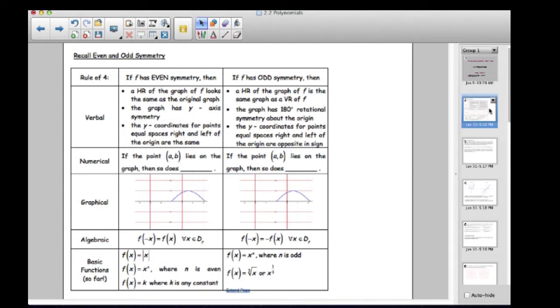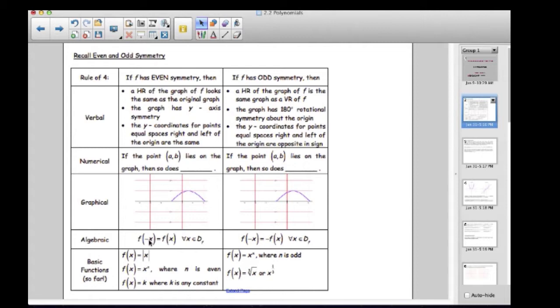Before we start looking at polynomials with more than one term, let's recall even and odd symmetry of functions. And let's look at symmetry from the rule of 4. Now, the rule of 4, remember, is verbal, numerical, graphical, and algebraic. So for a function to have even symmetry from a verbal perspective, we could say that a horizontal reflection of the graph of f looks the same as the original graph.